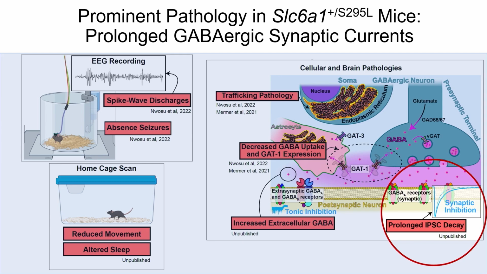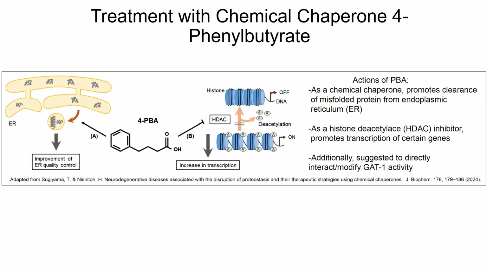Across the experiments I've done, the most consistent phenotype I'm finding is this prolonged IPSC decay. And most of this data I've shown last time. What I've wanted to do this year is to see, out of the phenotypes I've discovered, if PBA can ameliorate any of those, because we know in this mouse model it can help with the seizures. So we talked again today about how PBA has a number of different roles. In particular, the 2 best well-known ones are that it can act as a chemical chaperone and that it can act as a histone deacetylase inhibitor, so it can help increase transcription of different genes. It might also have some direct effects by binding to GAT1, as Michael talked about.